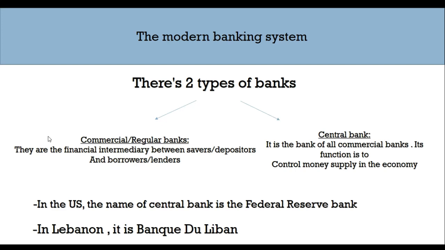Okay, now let's talk about the two types of banks. So we have two types. The first type is the commercial or regular banks, and the second type is the central bank. So let's start with the commercial banks.